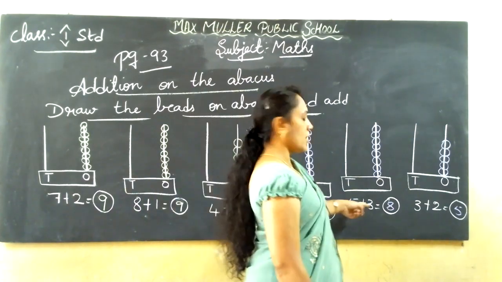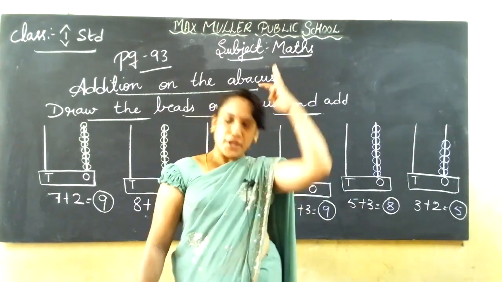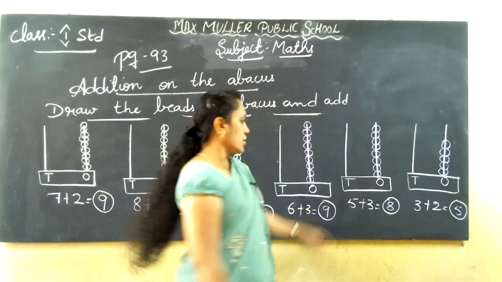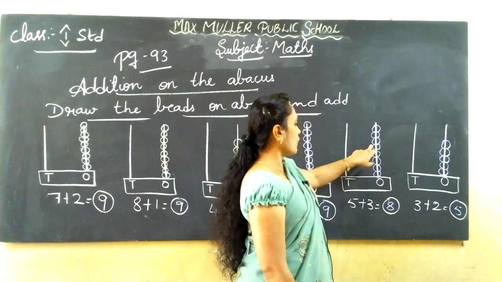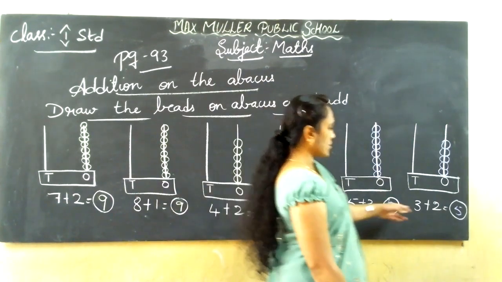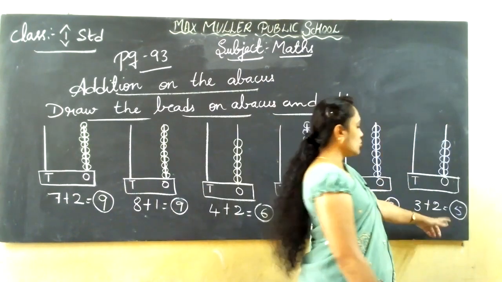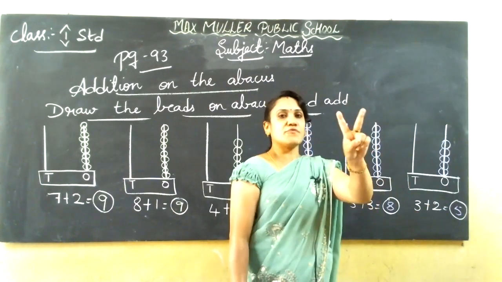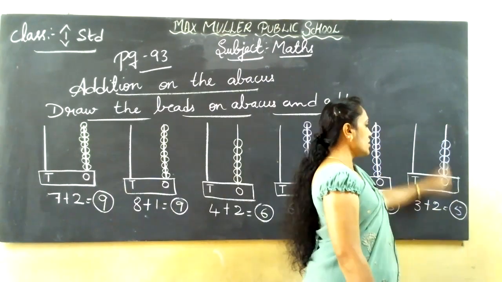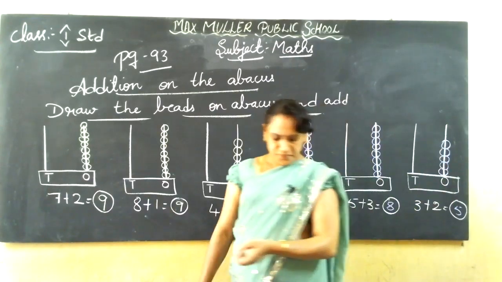Next, 5 in the mind, 3 in the finger. After 5, 6, 7, 8. 1, 2, 3, 4, 5, 6, 7, 8. Okay, understood how to do? Next, last sum. 3 in the mind, 2 in the finger. After 3, 4, 5. 1, 2, 3, 4, 5. 5 beads you should draw. Understand how to do? Yes.